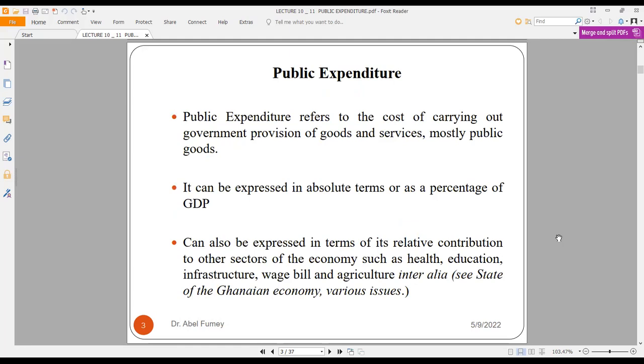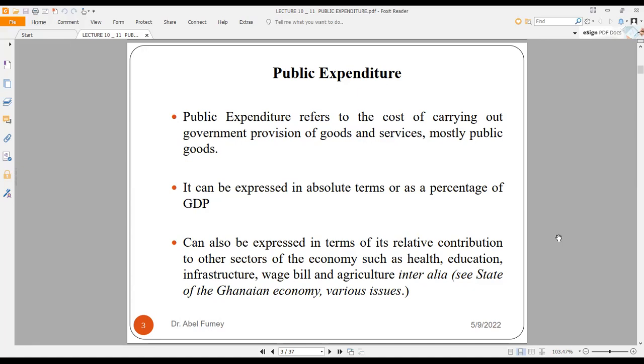So when we talk about public expenditure, we are just talking about the cost of carrying out any government project. So the government will have to step in the market to correct the market failure. So it has to come in and produce those public goods that we already know. So in the attempts of the government to produce these goods and services that are needed by the citizens of the country, what are the costs that are involved? The costs that the government incurs before it's able to produce these goods and services is what we call the public expenditure.